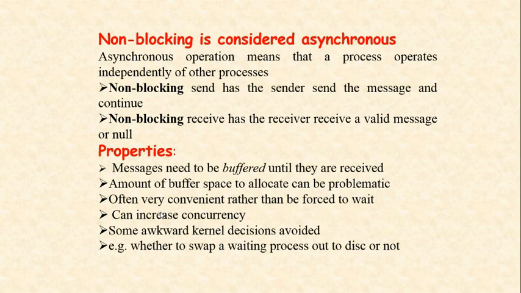Non-blocking is considered as asynchronous. Asynchronous operation refers to a process which is independent of other processes. That means the process which operates independently of other processes is asynchronous. There are two types of non-blocking operations: non-blocking send and non-blocking receive. Non-blocking send can send messages continuously. Non-blocking receive has a receiver that receives either a valid message or a null message.